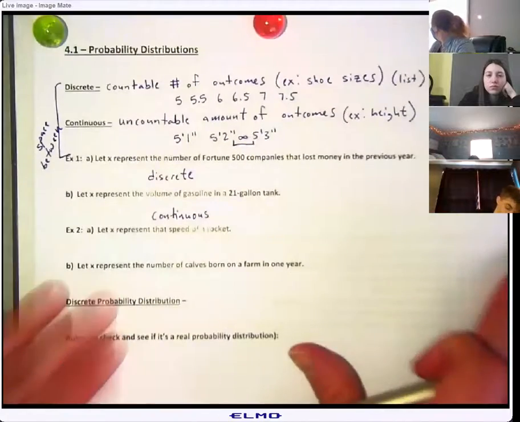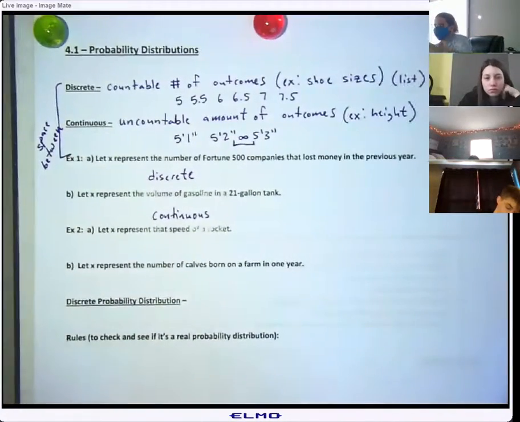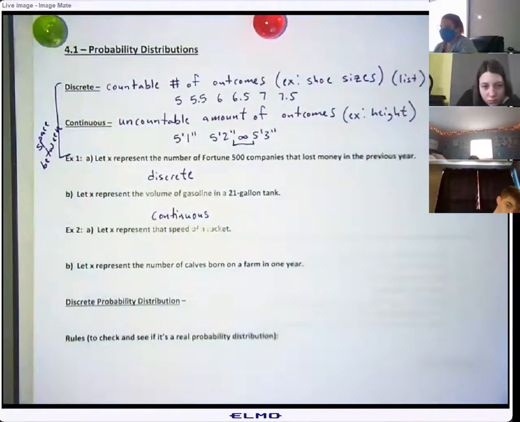All right, we're going to give prizes for example 2. So you go ahead, try discrete or continuous.